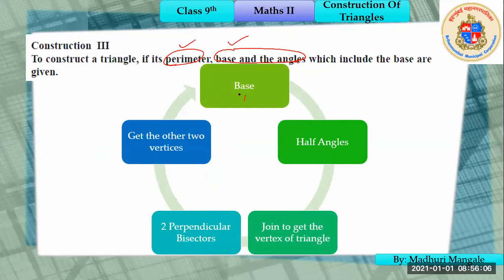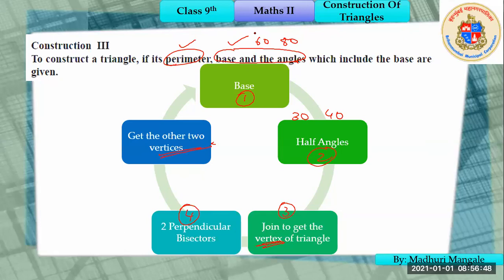For this type of question, we start with first drawing the base. Then draw the half angles, that is whatever angles are given, suppose it is 60 and 80, so we draw 30 and 40 degrees, like that. So draw half angles. Then once you draw half angles, you need to bisect, join. These half angles would join to get one of the vertices, right? Once you get the vertex, we need to draw perpendicular bisectors, and joining the perpendicular bisectors to the base, we get the other two vertices that would complete the type 3 construction.